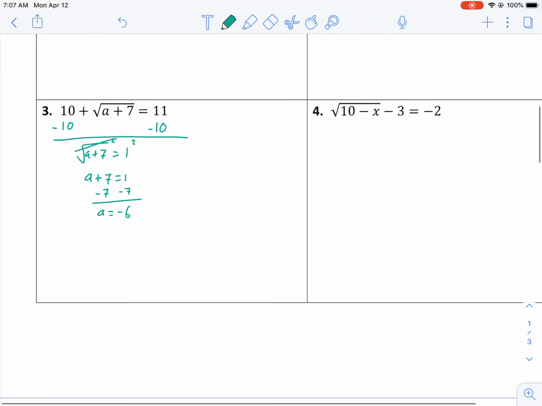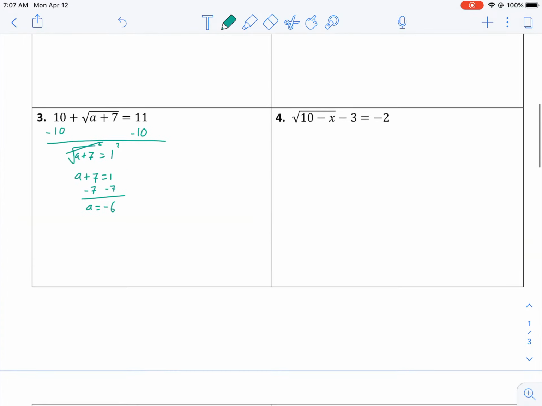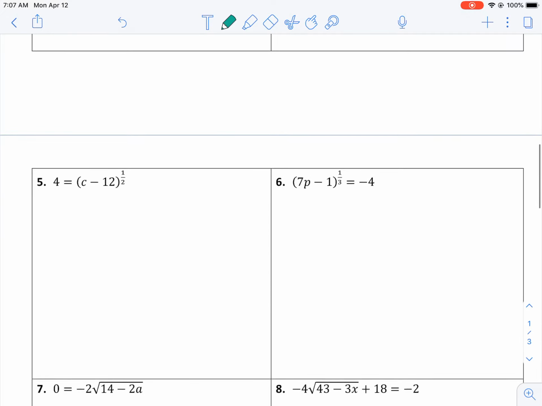Number 4, you can try on your own. By the way, there's no practice with this. This is literally it right here. So I'm not going to do them all. So 4 you can try. That's just like 3. Okay, 5 and 6. Actually, I'm going to show you 6, and you can do 5.